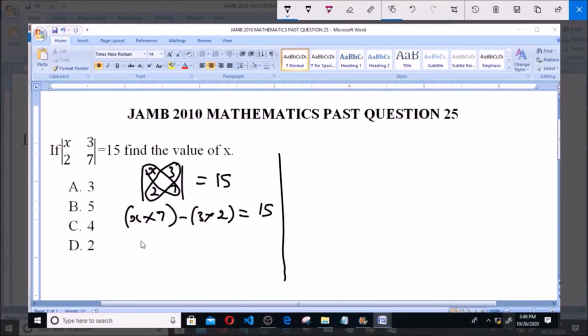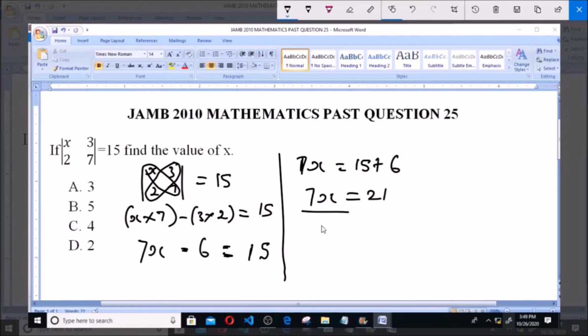So from here I have 7x minus 6 is equal to 15. Therefore 7x is equal to 15 plus 6. That means 7x is equal to 21. Now divide both sides by the coefficient of x, which is 7. So x is equal to 3, which is option A. So the value of x in this matrix is 3.